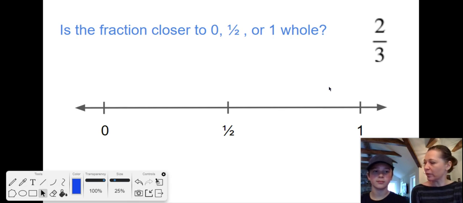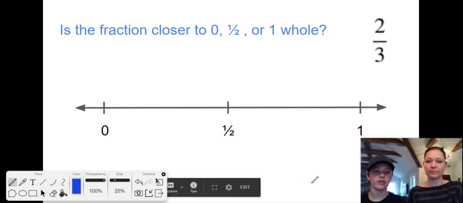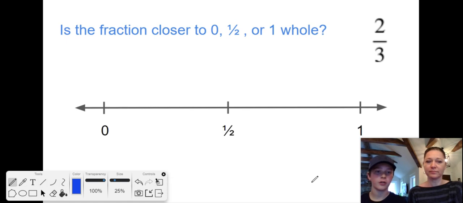All right, Dane, how would you go about thinking of 2/3? Well, you can't split 2/3 in half, so I think I would make it 4/6, since that's an equivalent fraction. Then I would be able to know that 1 is 6/6, 1/2 is 3/6, and 0 is 0/6.